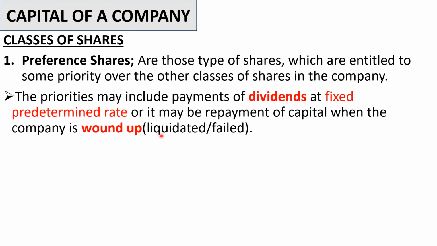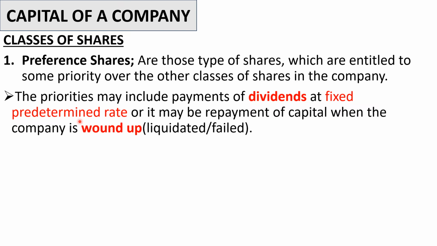Okay, so the first example, the first part of this sentence: the priorities may include payment of dividends at a fixed predetermined rate. It means maybe that share says every year you have to be given 20% of the investment. So 20% has to be given to the shareholder every year, regardless of the performance of the company. That's what it means. So it's fixed. It doesn't matter the performance of the company. That 20% has to be paid every year.